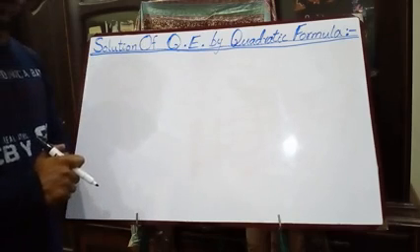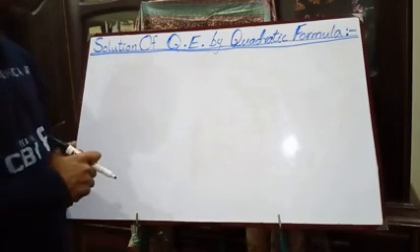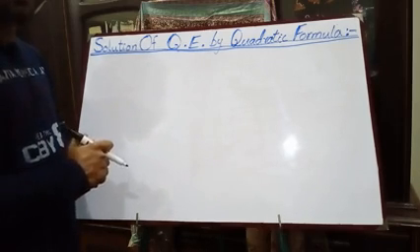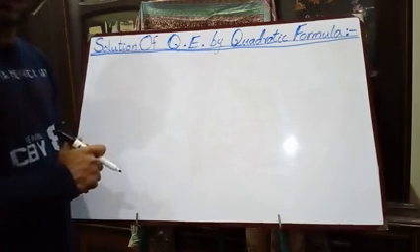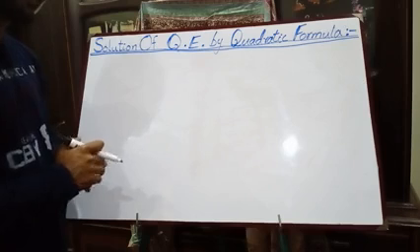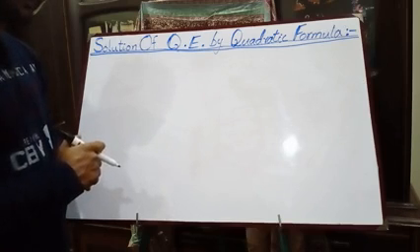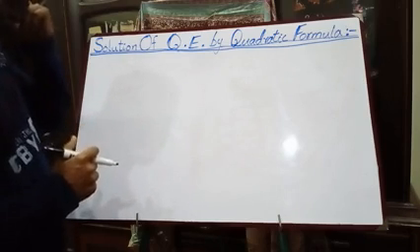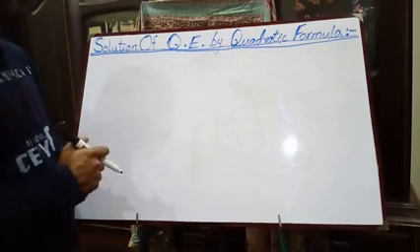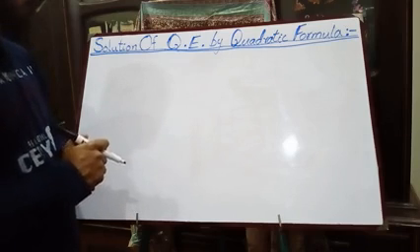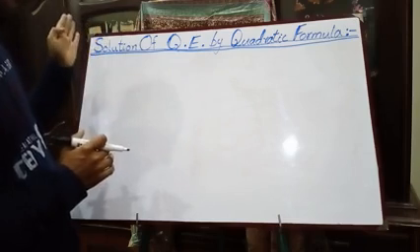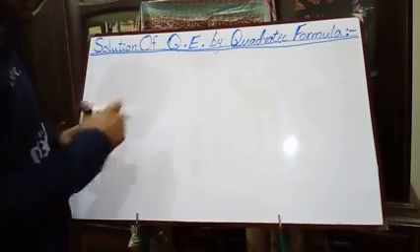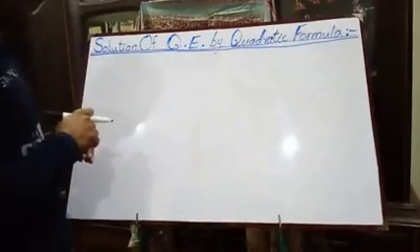Our today's topic is solution of quadratic equation by quadratic formula. This is the third method by which we can solve a quadratic equation. The first one, which we have already discussed, was solution of quadratic equation by factorization. The second which we discussed was solution of quadratic equation by completing the square method. Now we are in the third method, by which we can solve a quadratic equation by quadratic formula.